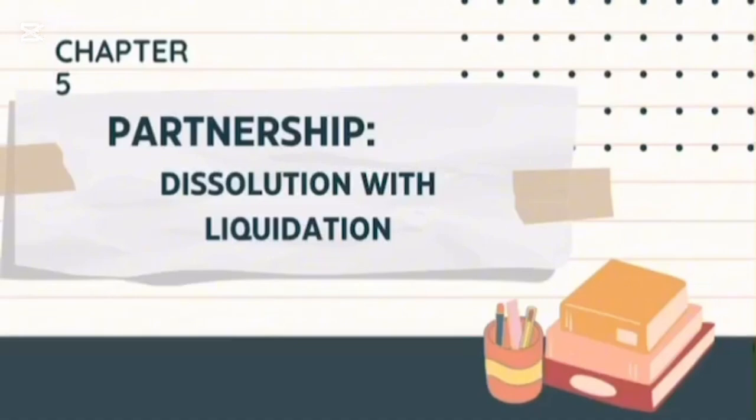So, partnership dissolution refers to the termination of the partnership relationship, which can occur due to various reasons such as mutual agreement, death of a partner, or bankruptcy. This process involves winding up the partnership's affairs, including settling debts and distributing remaining assets among partners.